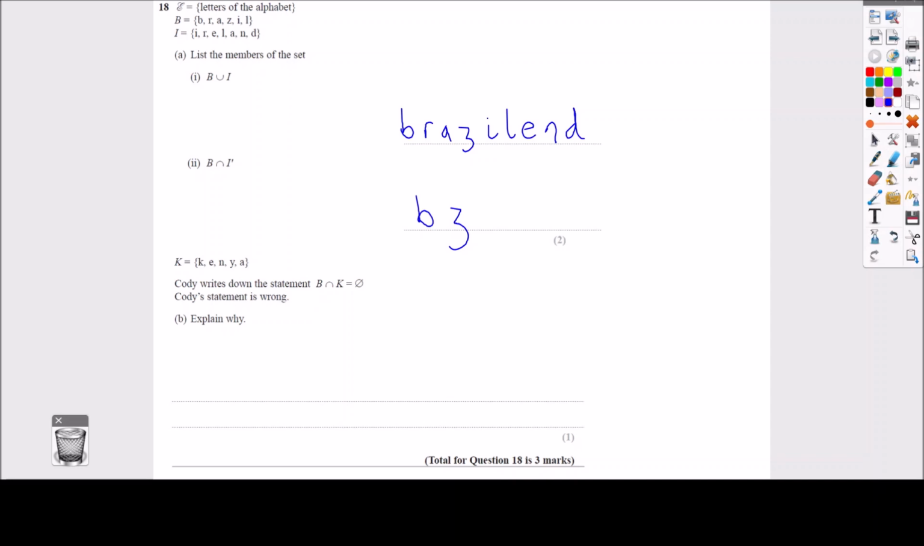Now, basically, what Cody's saying is that there is nothing that is both in the word Brazil and in the word Kenya. Well, that's just not true because A is in Brazil and in Kenya. Okay, explain why. So we can say Cody is wrong because the letter A is in both B and K.